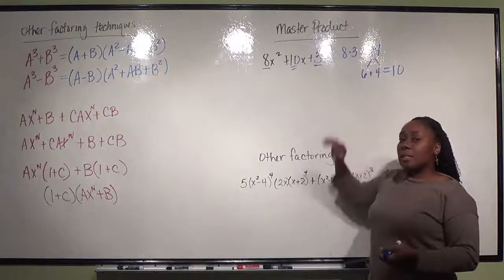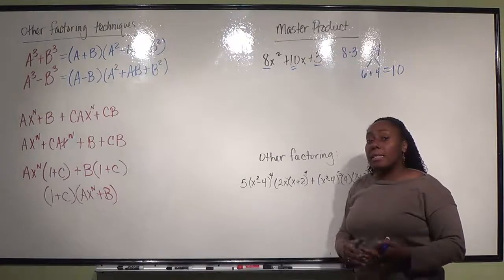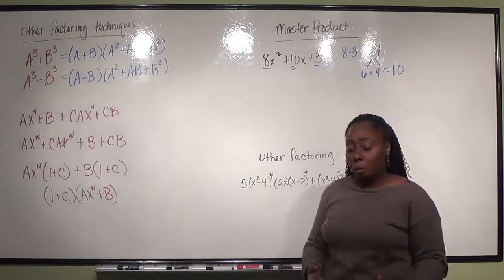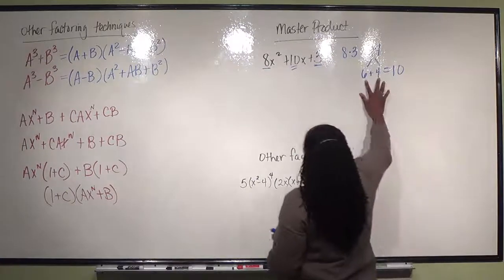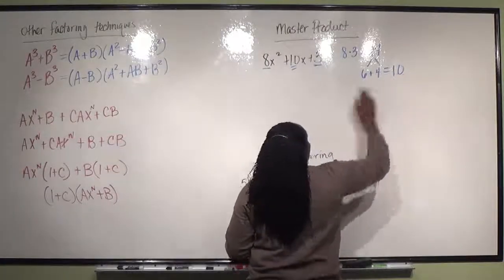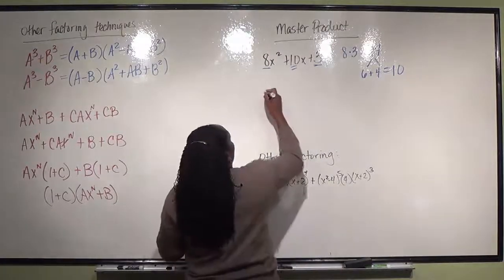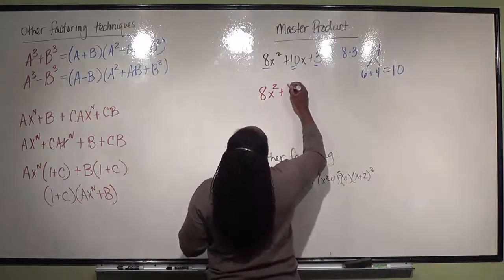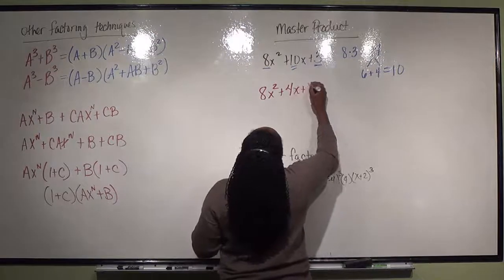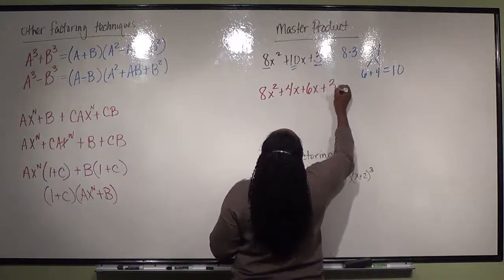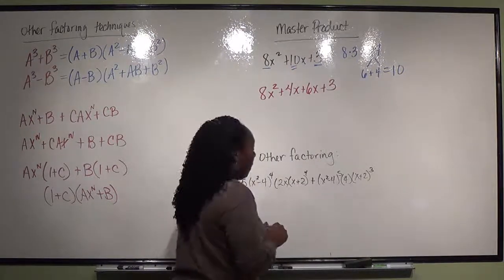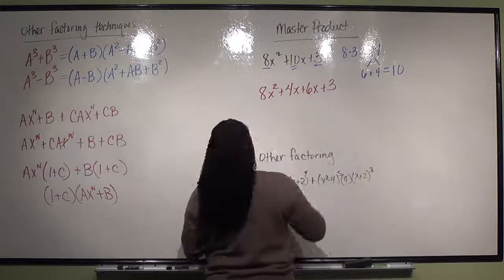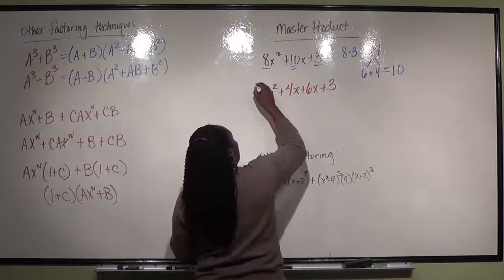Now, this may not seem so useful, but again, the idea is I want to rewrite this polynomial into something I can factor and group. Okay? And so if I think of 6 and 4 as replacing this 10, I can think of my polynomial as 8x squared plus 4x plus 6x plus 3. Okay, so I've replaced my 10x with 4x and 6x, and now I'm going to group these.